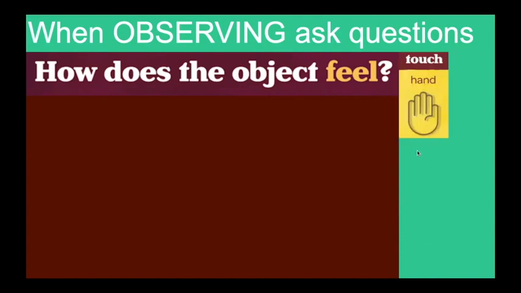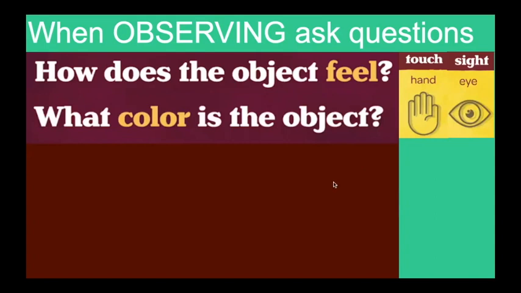We use our hand to touch the object and answer the question, how does the object feel? Also, we ask questions when we observe. We ask, what color is the object? Repeat after me, what color is the object? We use our eyes, sense sight, part of the body, eyes. We can see the color of the object with our eyes.